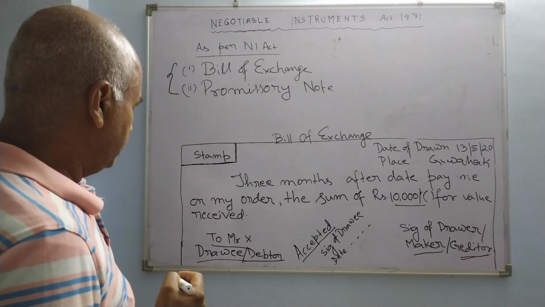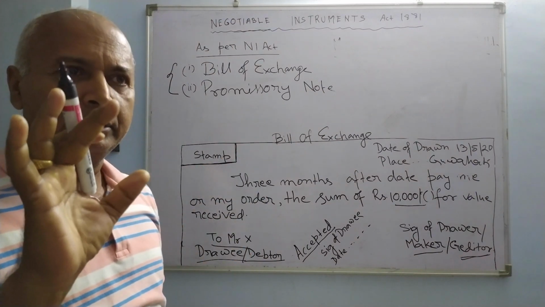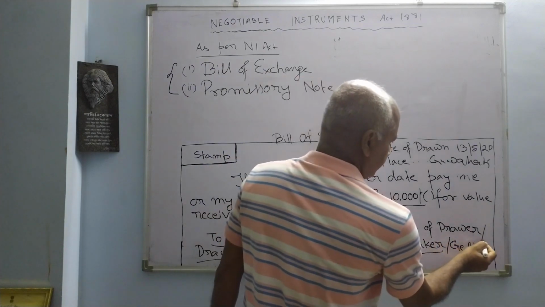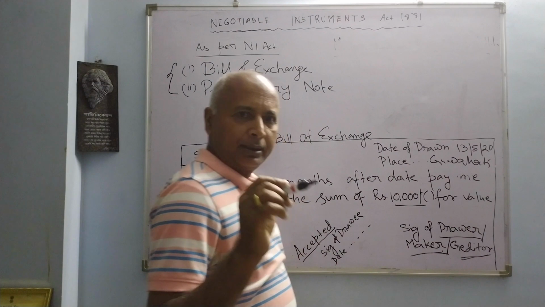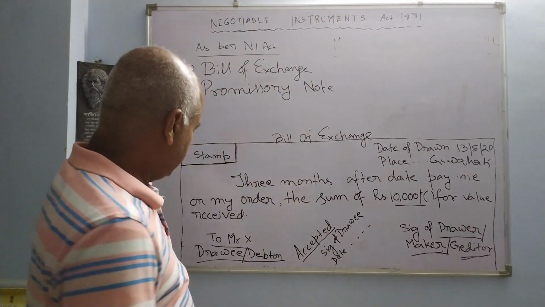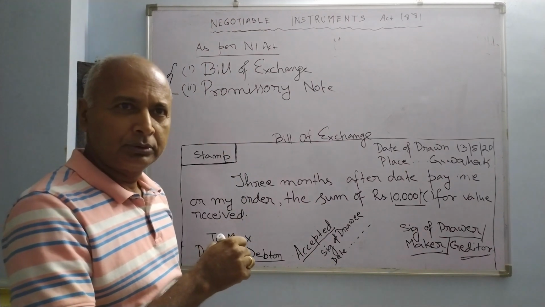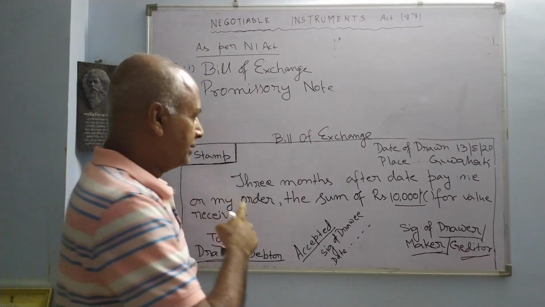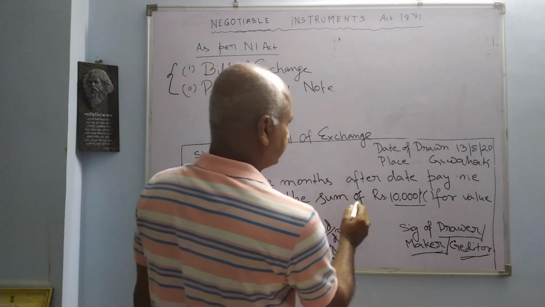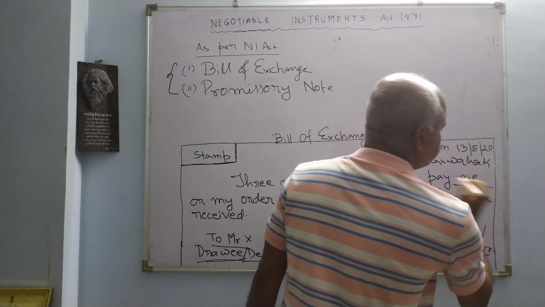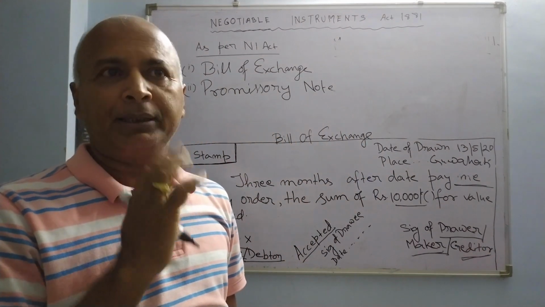So in a bill of exchange, there are mainly three parties. One is the drawer, that means the creditor or maker, we may say. The other is the drawee, on whom the document is drawn, and another party, that is the payee. So in a bill of exchange, there are three parties.